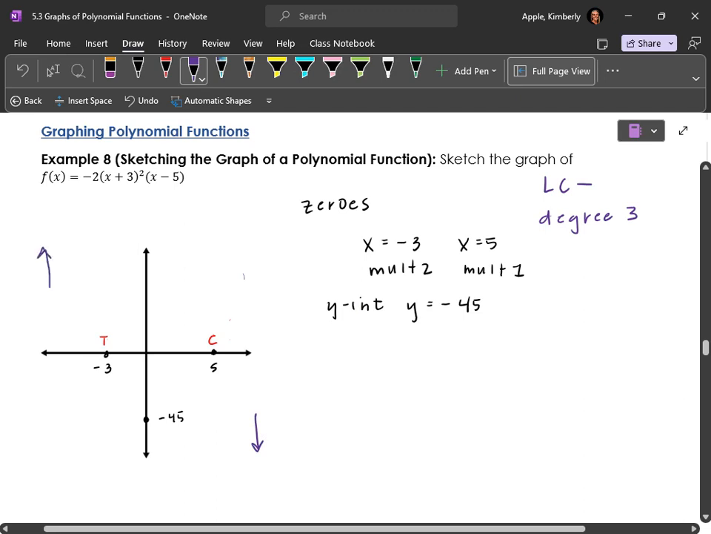Recall that from section 5.2. And so then we're just going to sketch the graph. It's going to be really junky, and that's okay. So that's going to be a cross. Whoops, looks like I miscalculated this. Y-intercept's going to be 90.